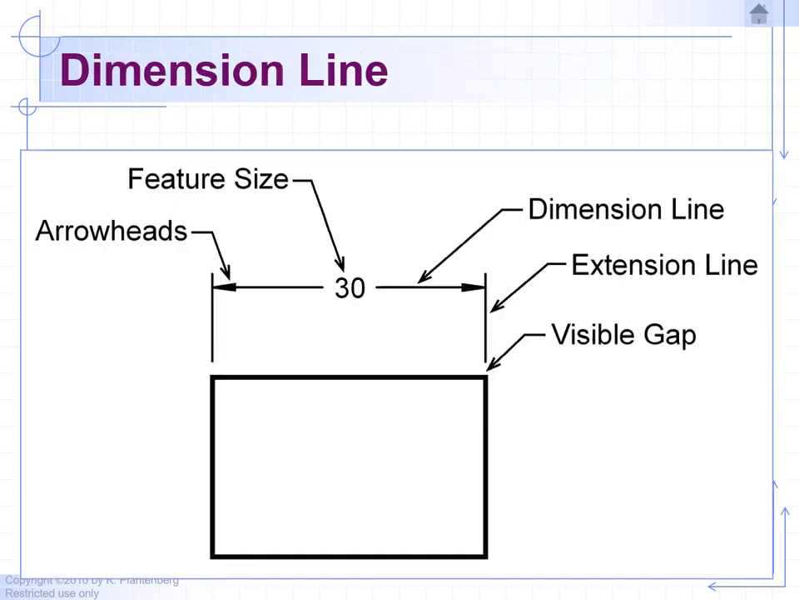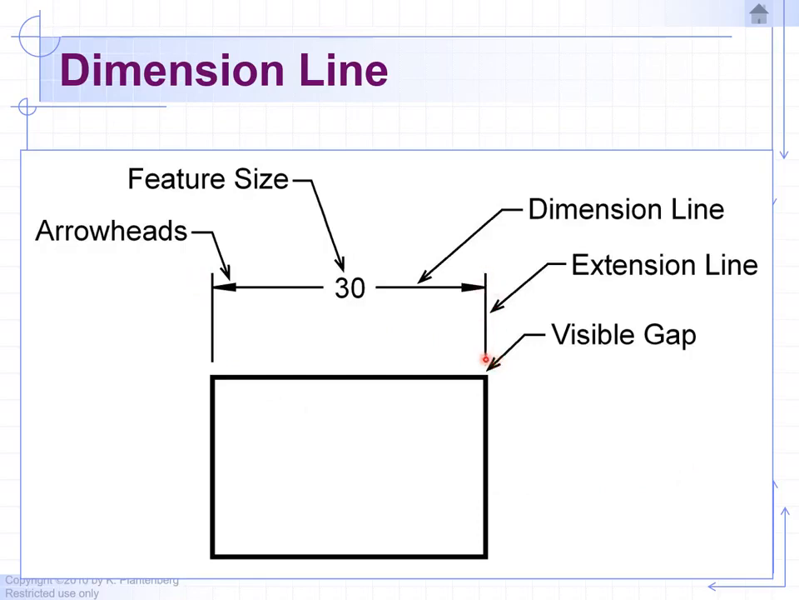Next slide. Okay, first of all, let's take a look at a dimension. So a dimension will give you a measurement. It'll give you a measurement of a feature or a detail on the part. So here we have an overall length of 30 units. So if we look at a dimension, we have our dimension line, we have our arrowheads, we have the feature size, in this case an overall length of 30 millimeters or 30 units, and we have an extension line and gaps.